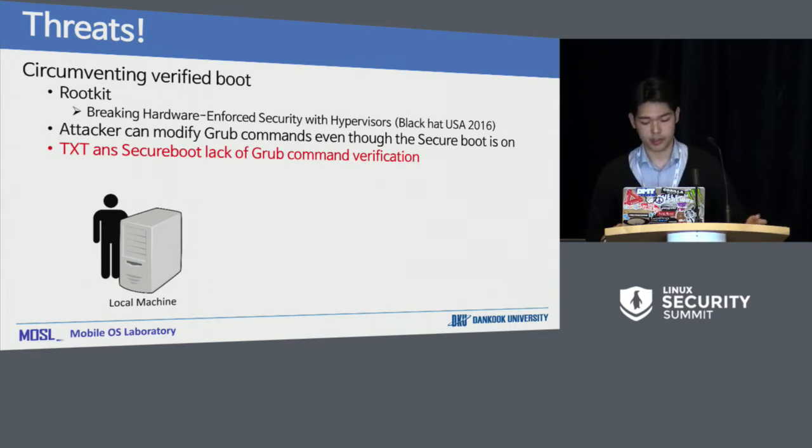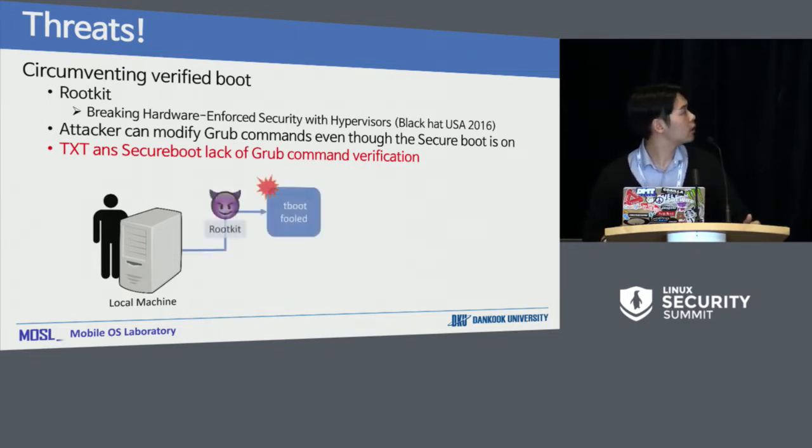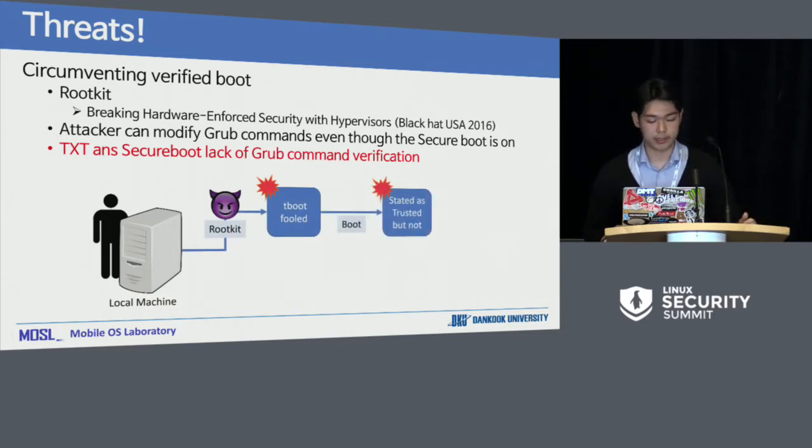At Black Hat USA 2016, they executed a hypervisor rootkit that mimics the TPM through the grub commands, before they load the tboot module. So they tried to circumvent TXT and they succeeded, running the malicious kernel even though tboot verifies that the local machine is trusted.